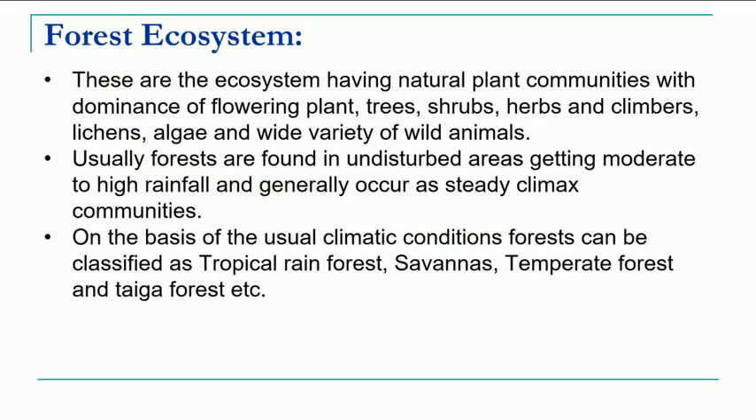ecosystem. And on the basis of the climatic condition, we know that over the world there are different climatic conditions, so different types of forests are produced in different parts of the world. So major types of forest are tropical rainforest, savanna forest, temperate forest, taiga forest.